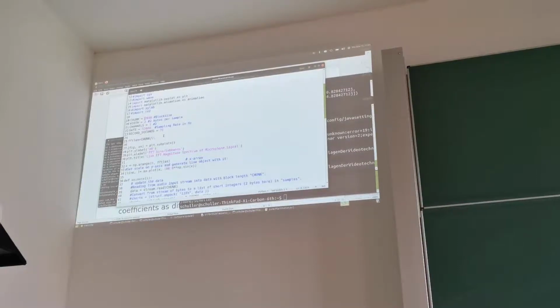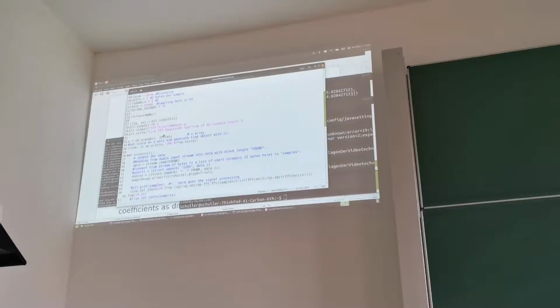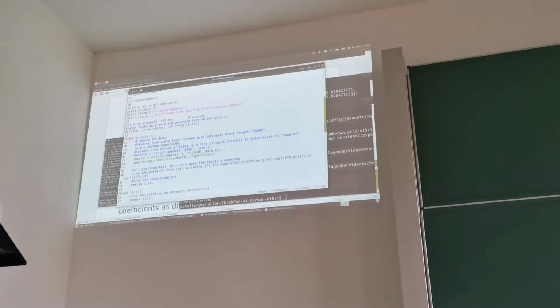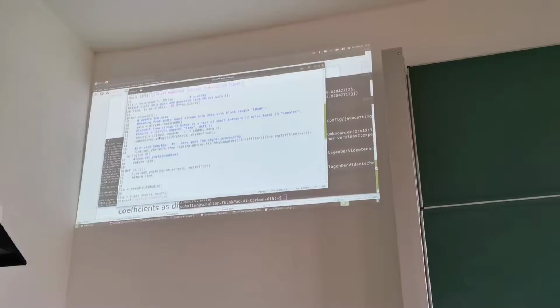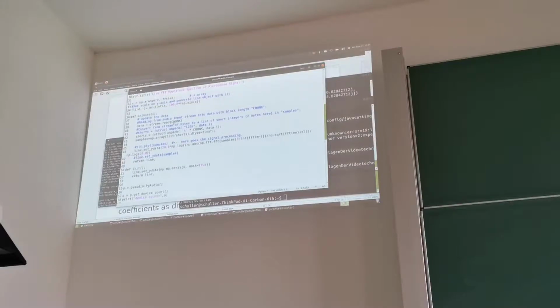So it doesn't have to be. Then I'm setting up the plot. And here I'm setting up the animation function for the plot. And here you can see it reads from the audio card. So stream is basically the object for the audio card, and read is the function in it which reads from the audio card this number of samples, chunk, which is 2048.